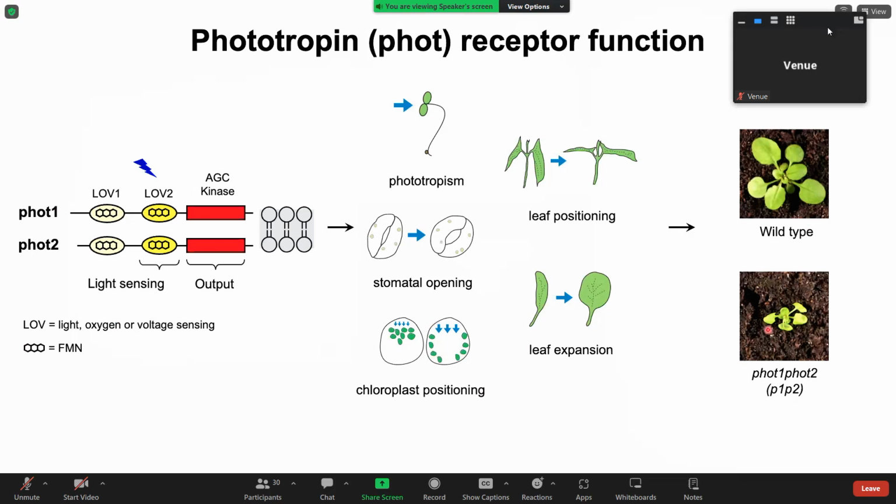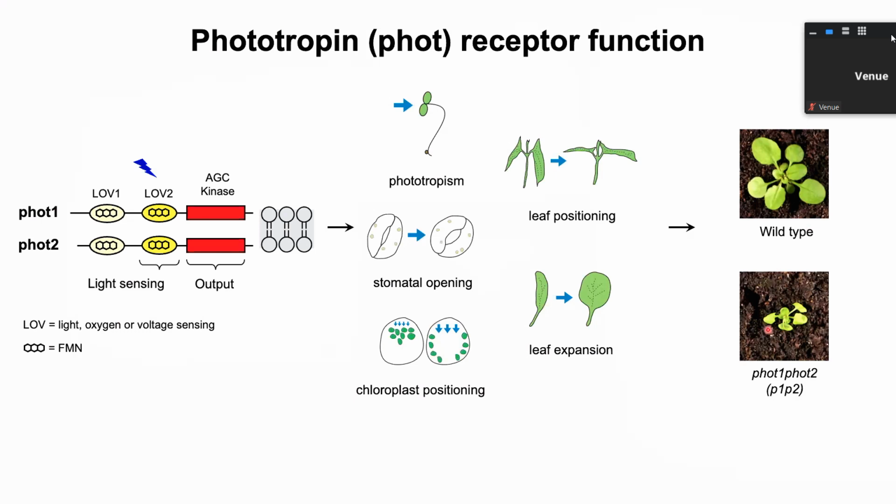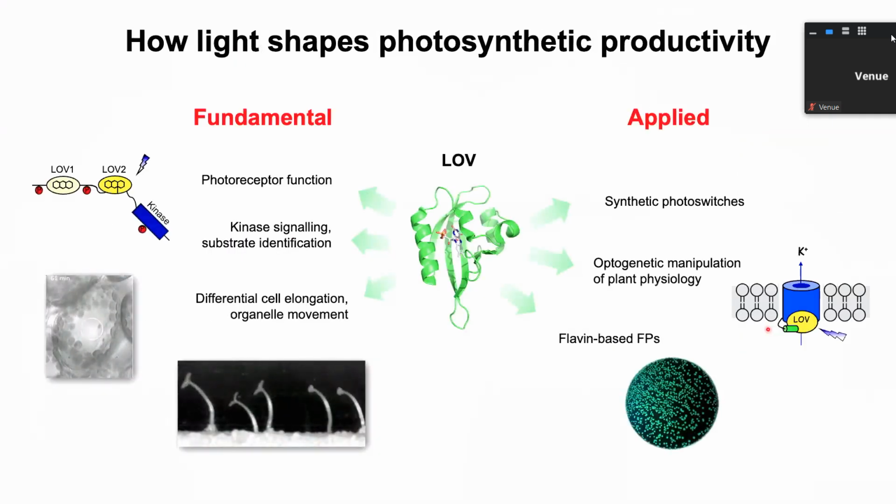Taken away all of these light capturing or photosynthesis processes. So what we do essentially is study these at a fundamental level. We do quite a lot of work on photoreceptor function, kinase signaling, and substrate identification, as I'll talk about today. Essentially, what we're trying to do is determine how these receptors control differential cell expansion and organelle movement. And I'll tell you about one of those components in today's talk.